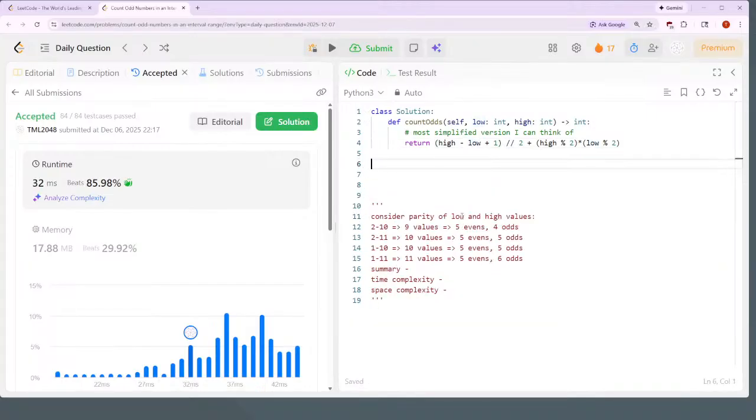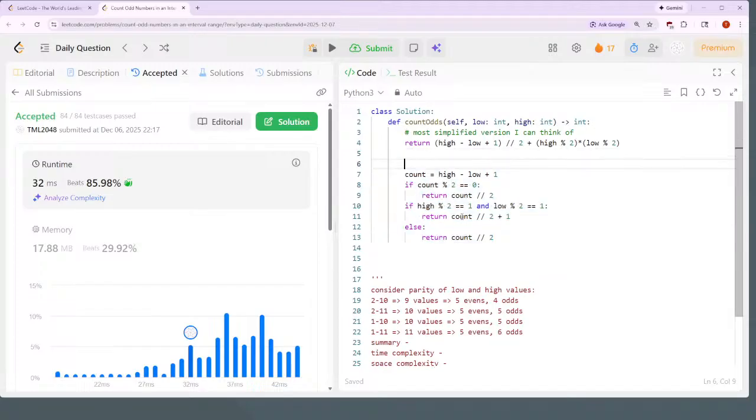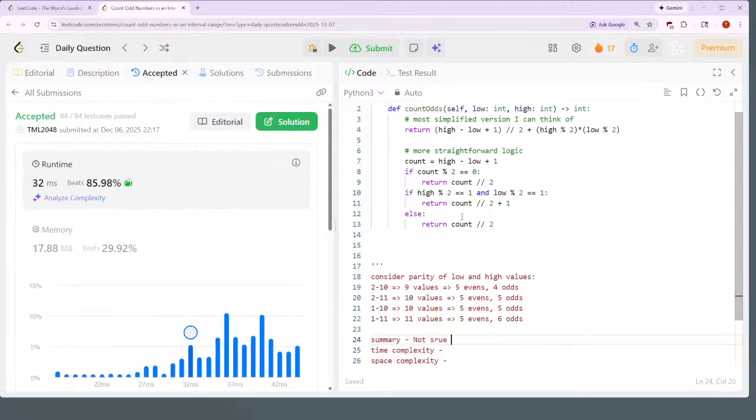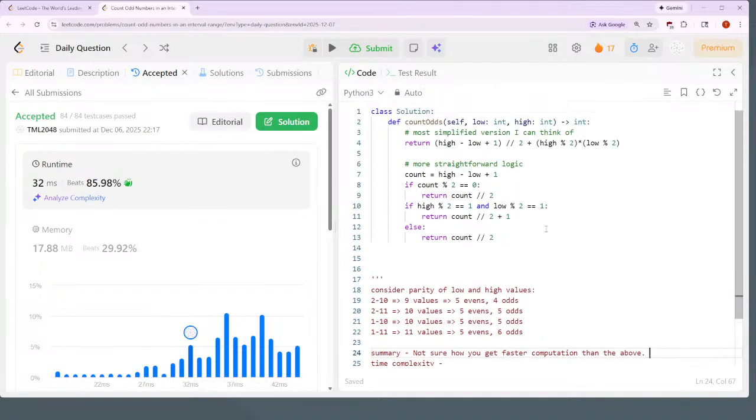Okay. I'll keep the other one. I don't know. I'll just say, not sure how you get faster computation than above. But I mean, obviously you can. Maybe it's random. It's beyond my knowledge.